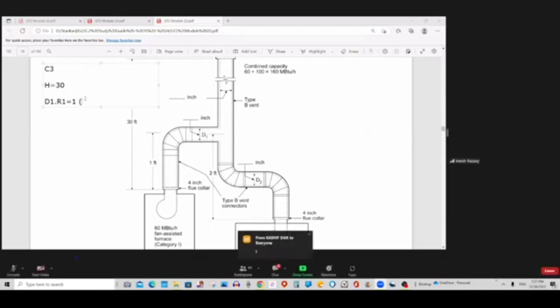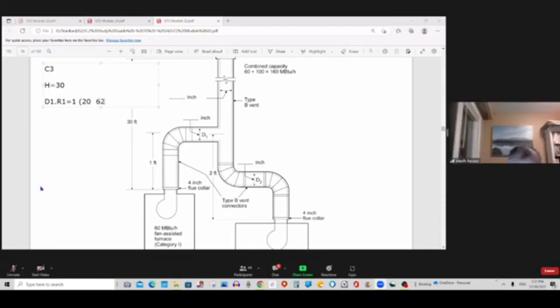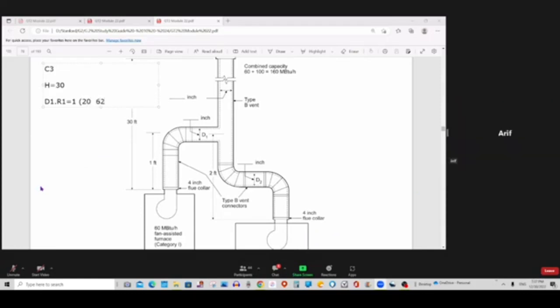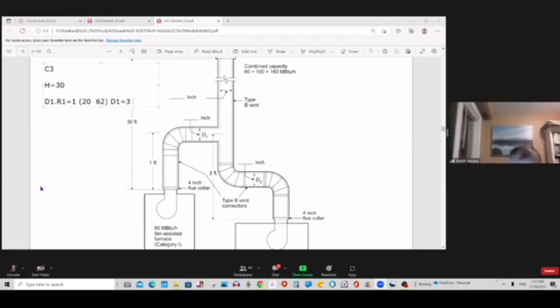What did you get, min and max? 3 inch. Why 3 inch? Because the minimum is 20 and the max is 62. So we have to take 62. So 3 inch. Yes, sir. Okay, let's go to next.